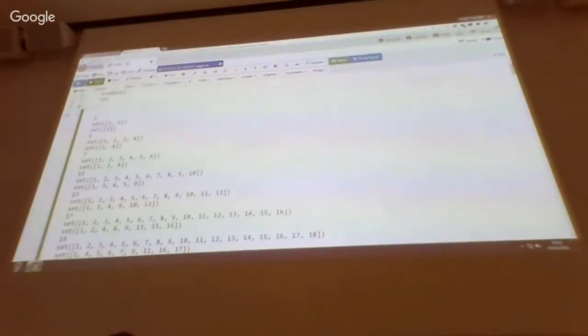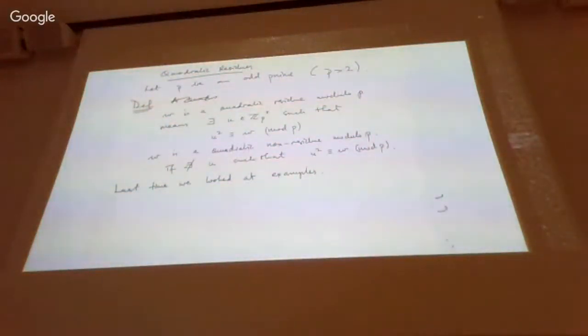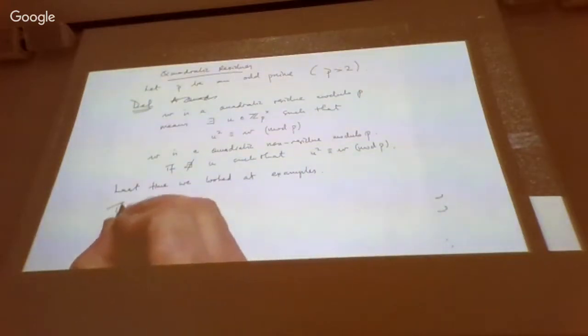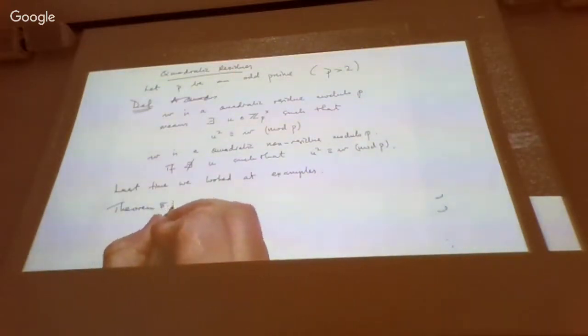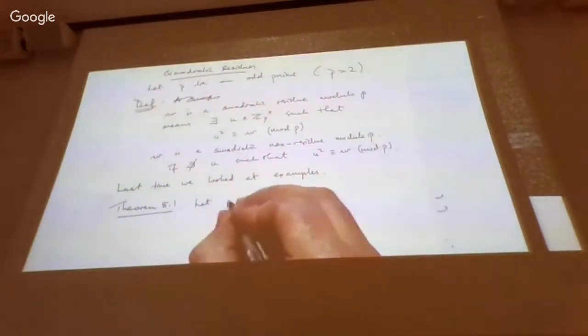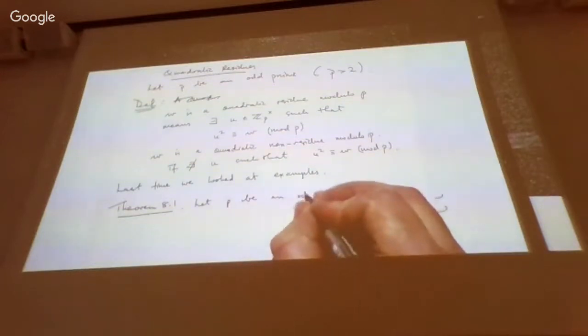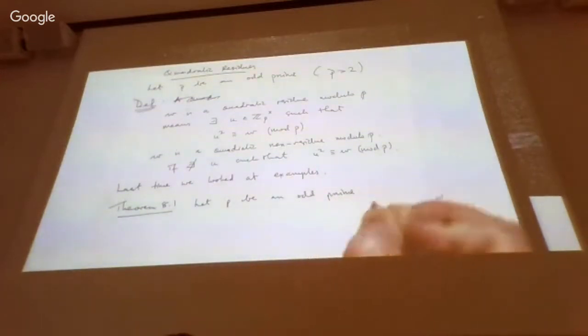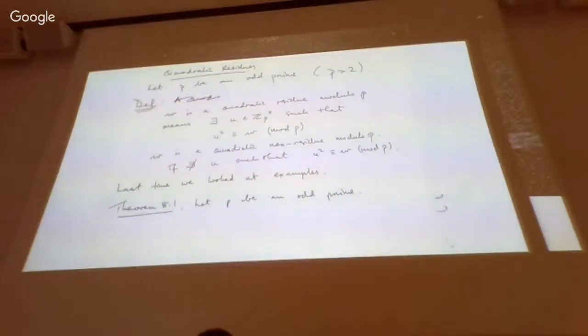So let's tackle that 50% issue. This is theorem 8.1. So let P be an odd prime. Maybe we should just declare that that's always the case, so we don't have to keep writing it. So P is an odd prime, some interesting prime number. It's bigger than 2.